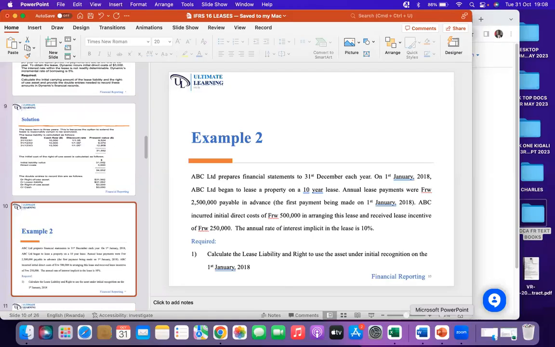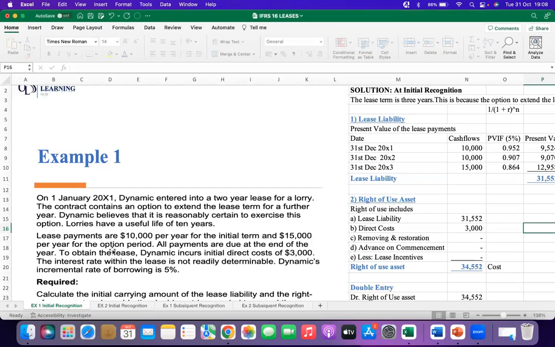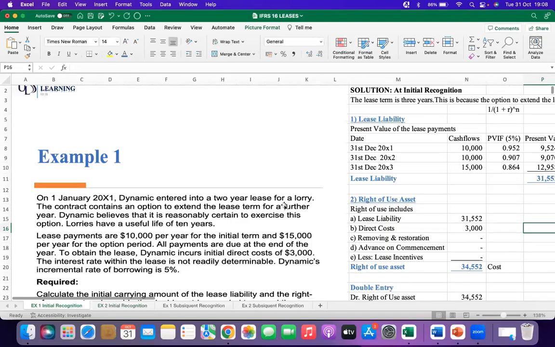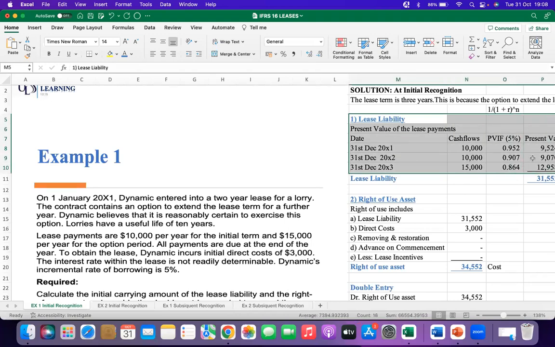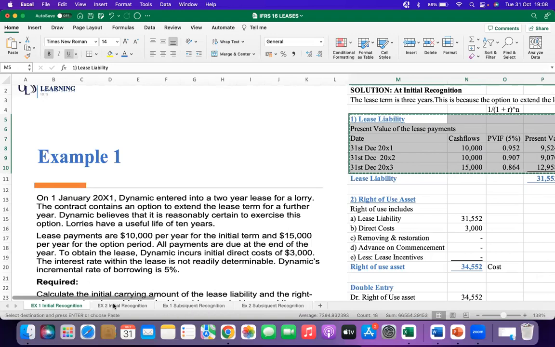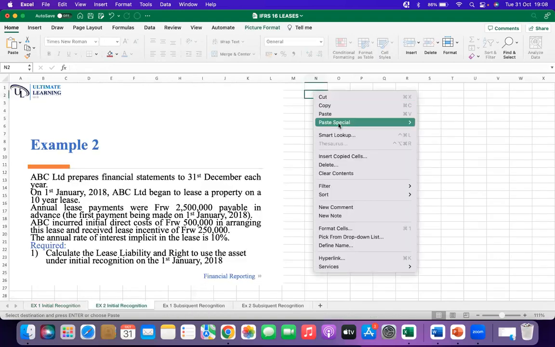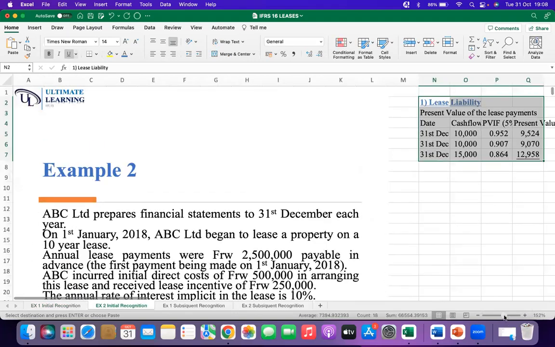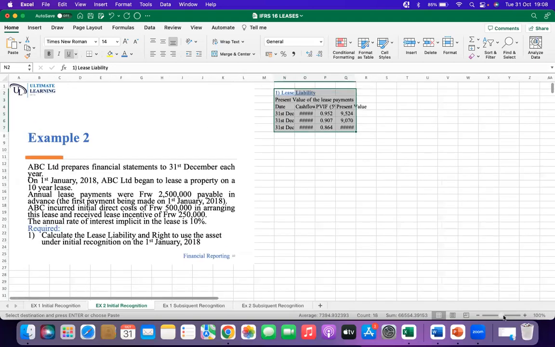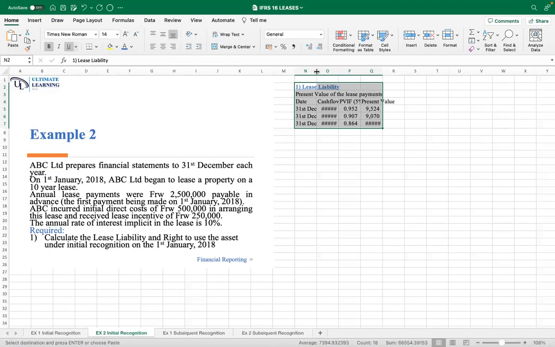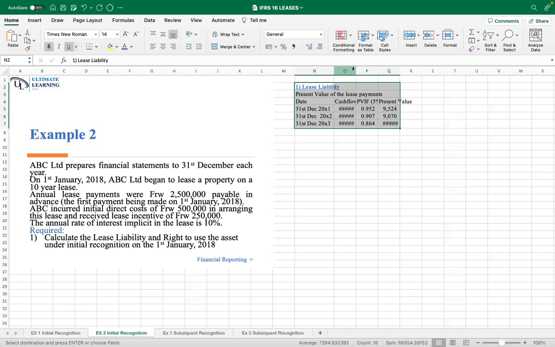Now, in the same question, the context is different. So I'll go back to what we have done to save time. You remember the lease liability. Let me just copy that so that I save more time, and paste that there. I'm just trying to increase the size. Of course, I'll change the dates.